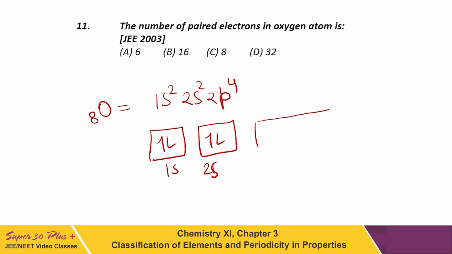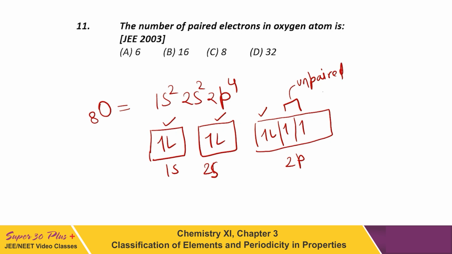But what about 2p? As per Hund's rule of maximum multiplicity, we cannot form a pair until each orbital of the subshell receives a single electron of the same spin. So 2p4 will be like this. These two electrons are paired, these two are paired, these two are also paired. Yes, these two electrons are unpaired. So out of the 8 electrons of oxygen, 6 electrons are paired. So the right answer will be option number A, 6 electrons.